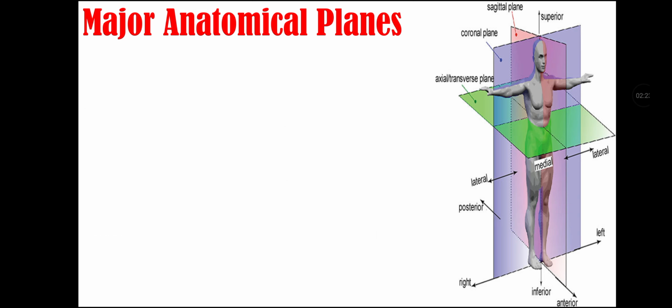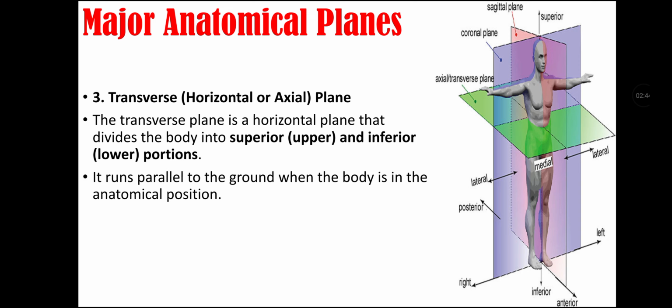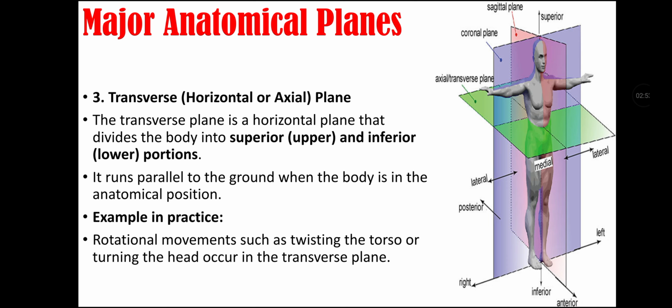Next anatomical plane is the transverse plane. It is also called the horizontal plane and axial plane. The transverse plane is a horizontal plane that divides the body into superior and inferior portions. Or we can say a horizontal plane that divides the body into upper and lower portions is called the transverse plane. It runs parallel to the ground when the body is in the anatomical position. Examples in practice of the transverse plane are rotational movements such as twisting the torso or turning the head that occur in the transverse plane.